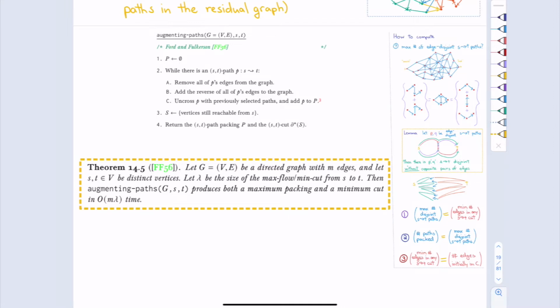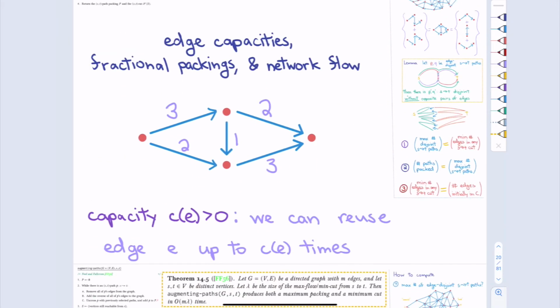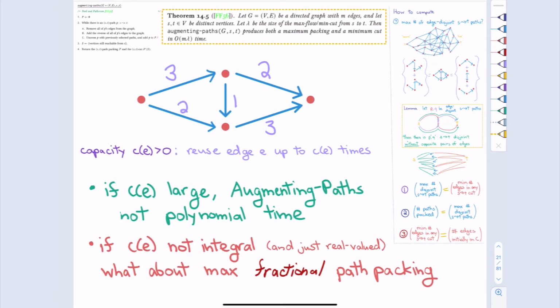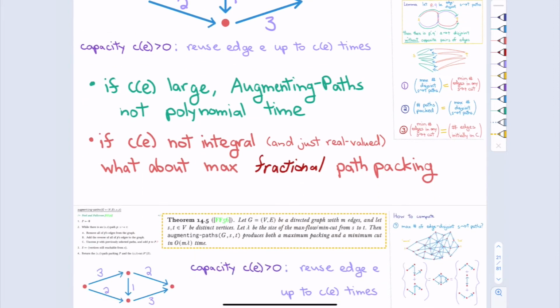Okay. So last class we looked at that natural generalization where we added edge capacities. Now I can use an edge 5 times, 10 times, 100 times. Which raises a couple of issues. One is, of course, when the capacities are really big, our clever algorithms are no longer polynomial time. The other is that if the capacities aren't even integral, then we had to extend our definition of path packing to allow for fractional combinations, just weighted combinations. I can take 0.1 of a path, 0.2 of a path, and so forth.